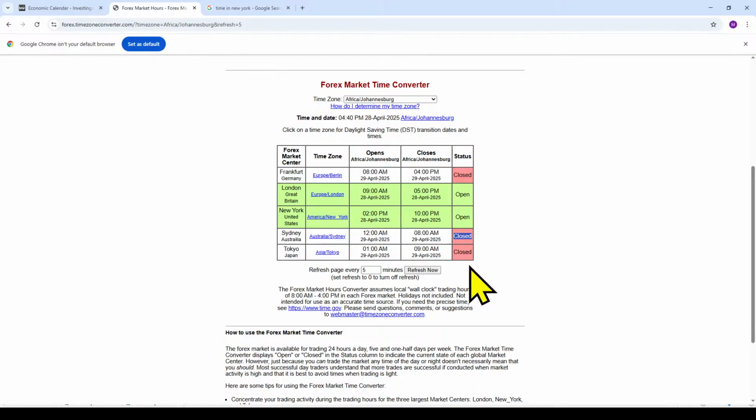Next, we have the Tokyo session. All right, the Tokyo session, formerly known as the Asian session, right? This is a very popular session, and this particular session begins at 1 a.m. South African time, and then it ends at 9 a.m. Okay, starts at 1 a.m., ends at 9 a.m.